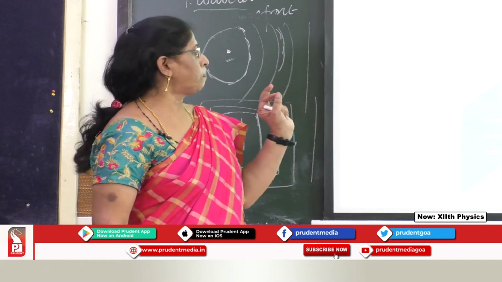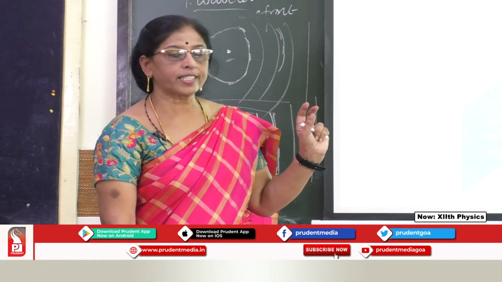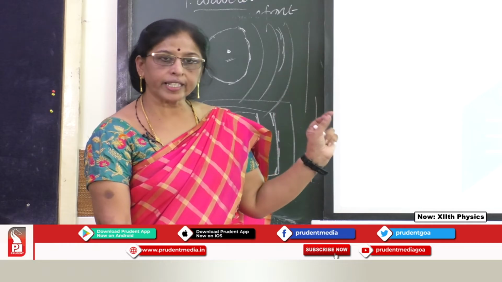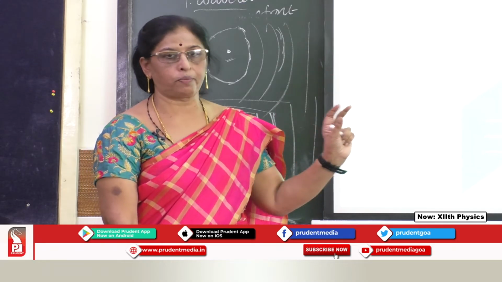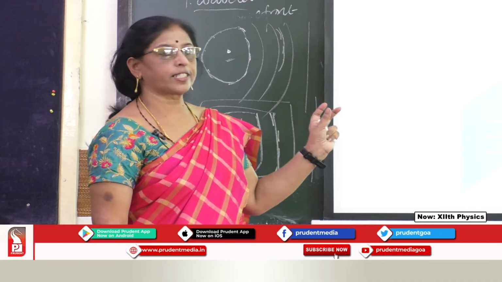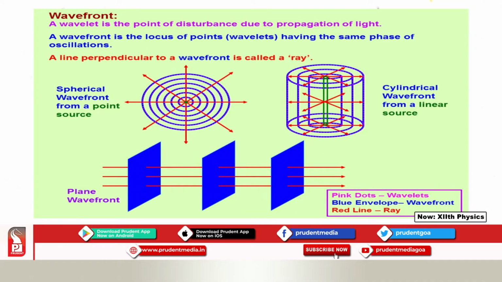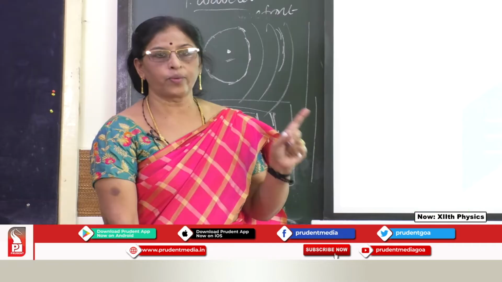Now this is a plane wavefront, which I said: when you consider a spherical wavefront at a distance from the point source, or a cylindrical wavefront at a distance from the source, it looks like a plane. We cannot make out the exact shape. That is a plane wavefront. The pink dots are wavelets, the wavefront is shown, and the red line shows the direction, that is the ray, which is always perpendicular to the wavefront.